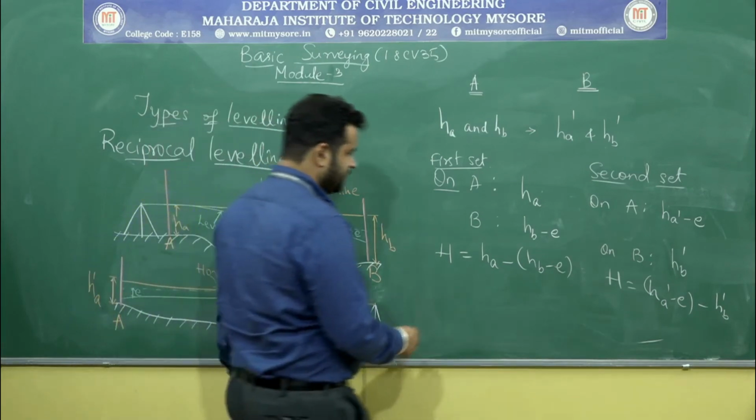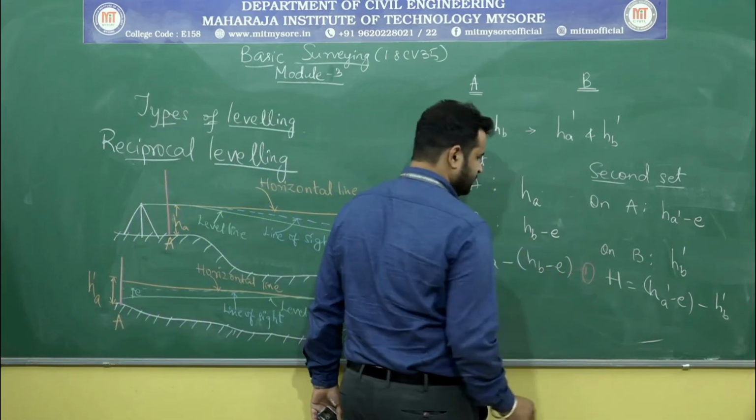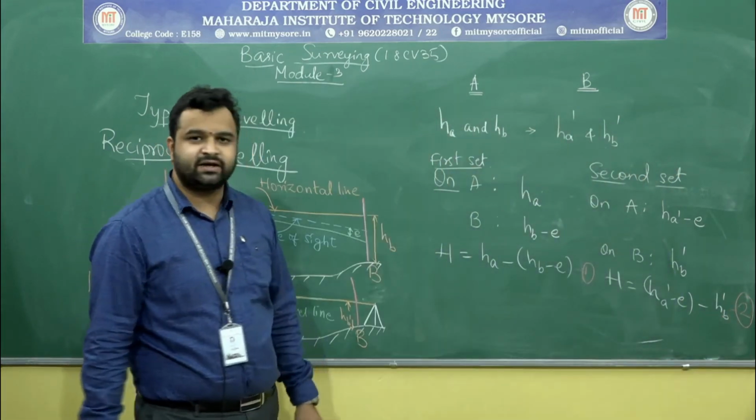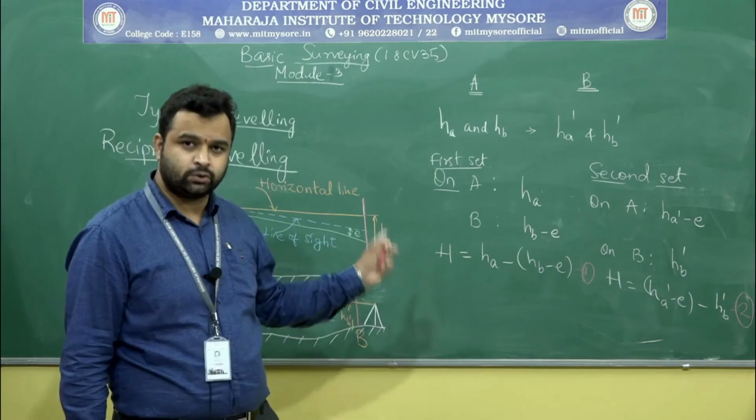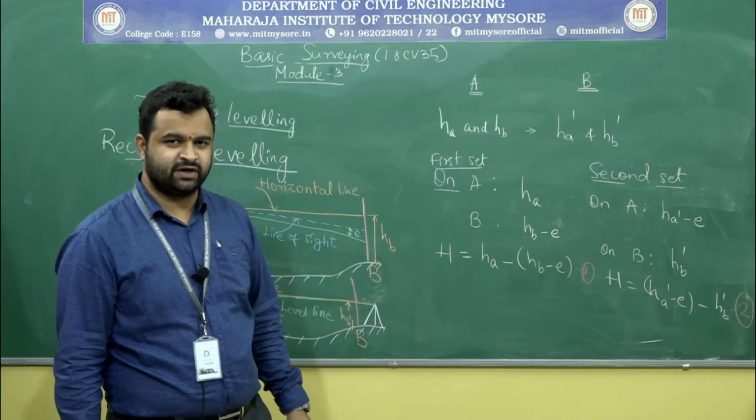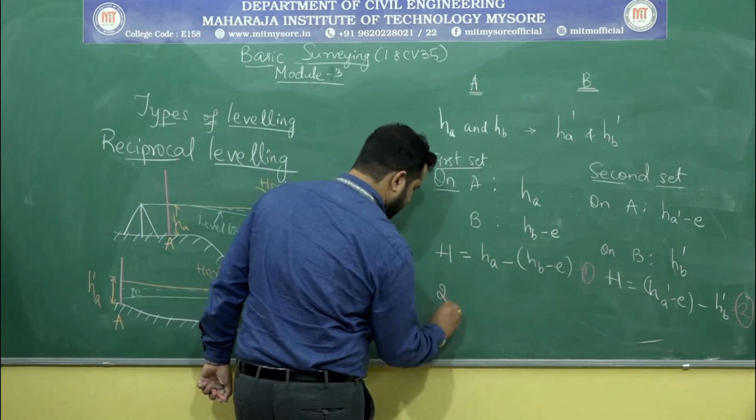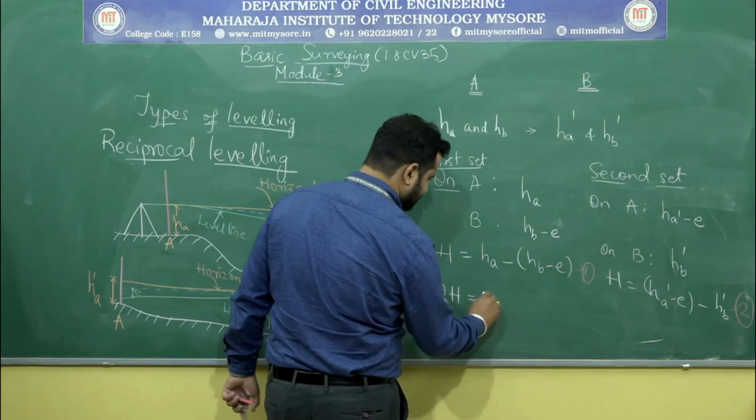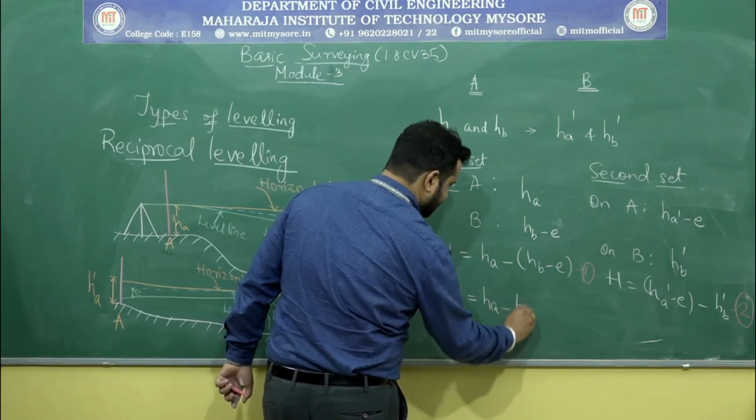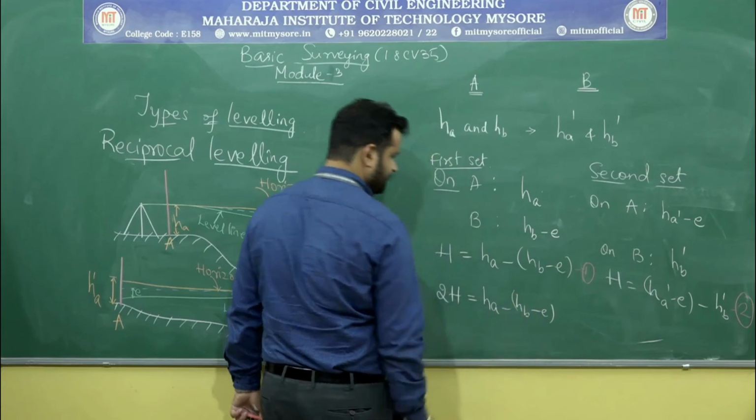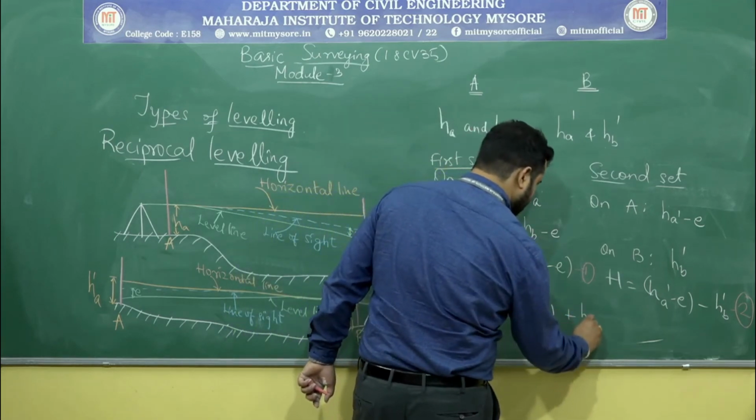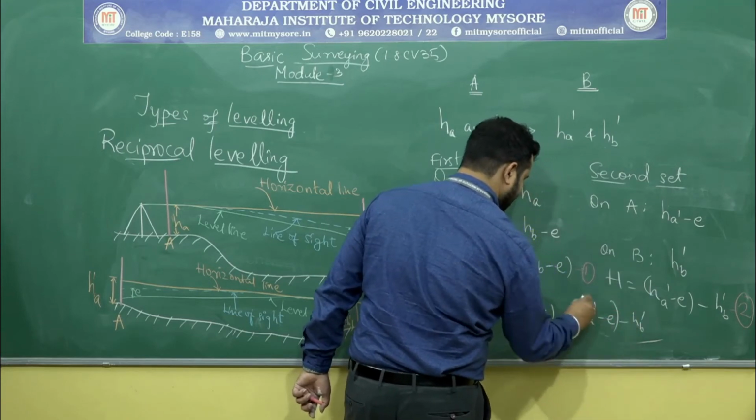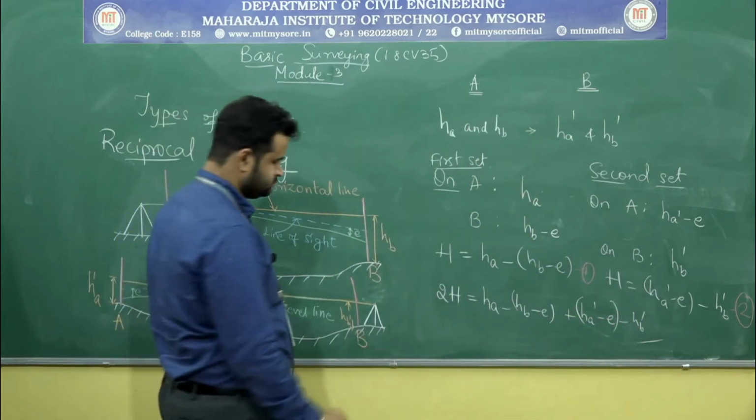Okay. So I can write this equation as number 1 and this equation as number 2. Now taking the average of the true differences in elevations, we get 2H is equal to, that is add both the equations, you will get HA minus HB minus E plus HA dash minus E minus HB dash, right.